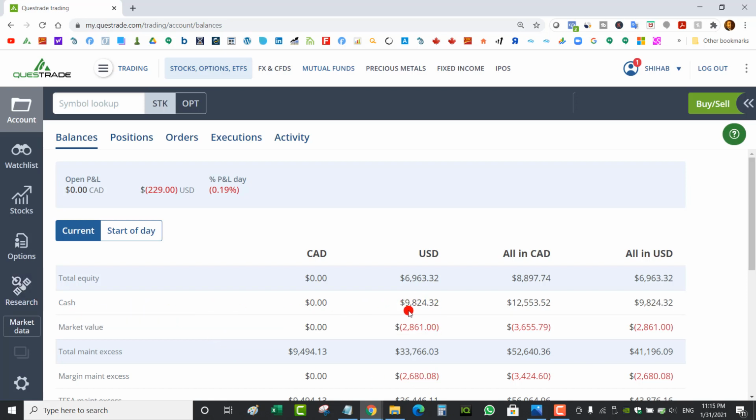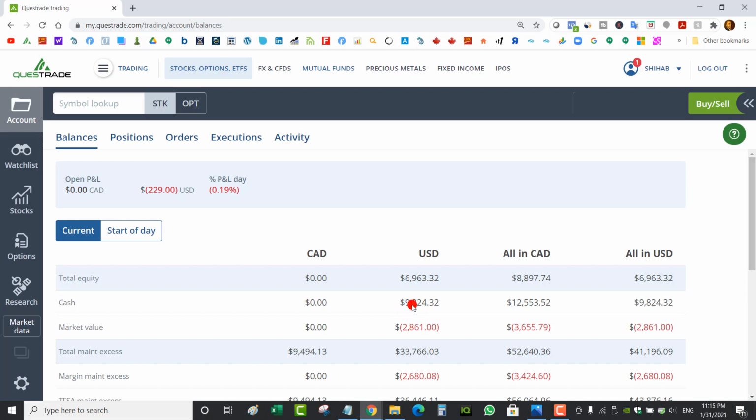Cash line needs to be above zero. So if I'm buying $1,000 worth of shares, my cash line is going to drop by $1,000. So if you only have $1,000 in your cash line, and you're going to spend $2,000 to buy shares, then you're going to fall below zero. You're going to have a negative balance of $1,000.